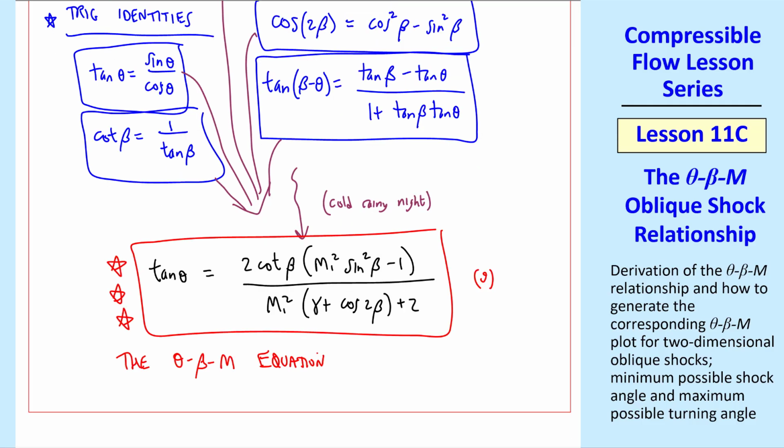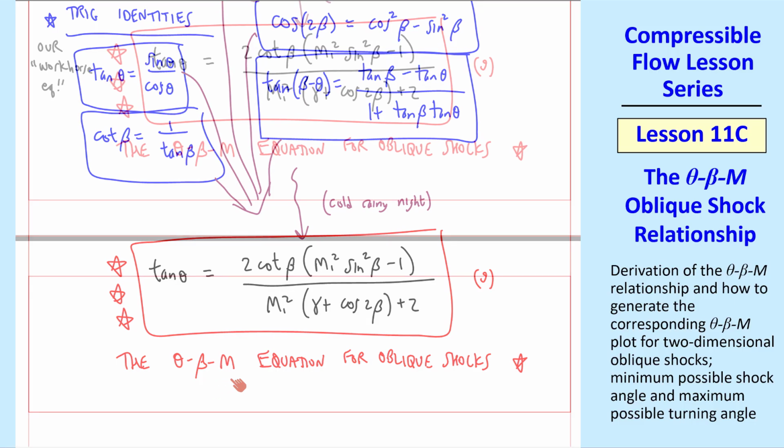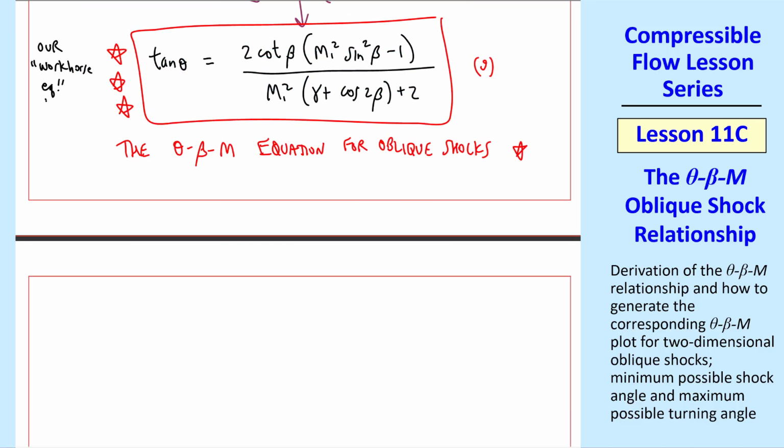This is the famous Theta-Beta-M equation for oblique shocks. Here we're applying it at M1 because this relationship requires us to use the upstream Mach number. But it's called Theta-Beta-M, not Theta-Beta-M1. This is our workhorse equation for oblique shock analysis. I give the caveat that this is valid only for ideal gases.